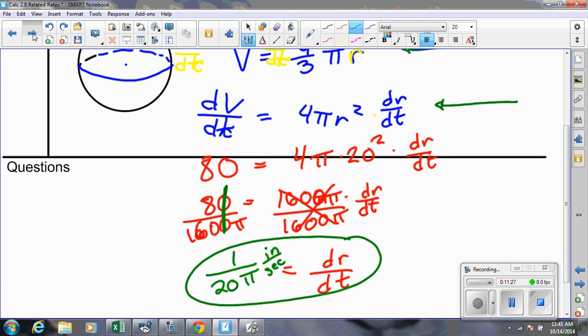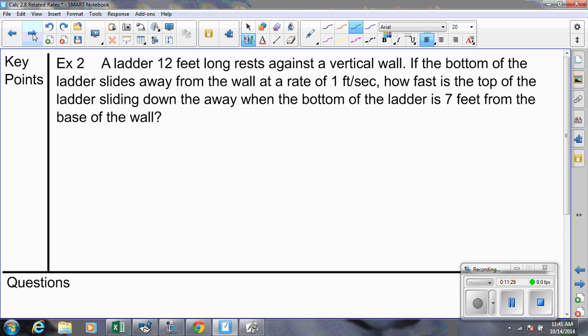We can see this process again here. A ladder, 12 feet long, rests against a vertical wall. If the bottom of the ladder starts to slide away from the wall at a rate of 1 foot per second, how fast is the top of the ladder sliding down the wall when the bottom of the ladder is 7 feet from the base of the wall?